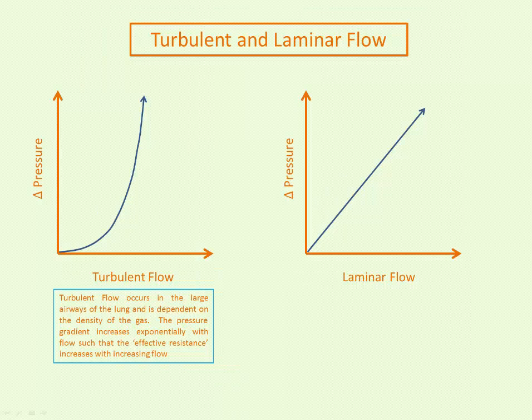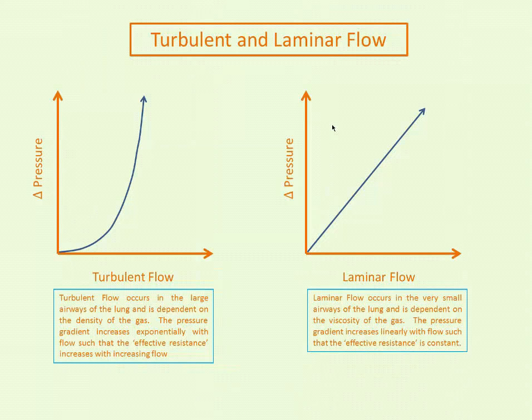Then there's laminar flow, which essentially only exists in the very smallest of the airways, and there's a nice linear relationship between laminar flow and the change in pressure on the y-axis there. Laminar flow is viscosity dependent, not density dependent. The pressure gradient that must be generated increases linearly with flow, such that the effective resistance is constant as flow increases. And this tends to follow Poiseuille's law, which, if you write out that equation, which is in the chapter, is viscosity dependent.